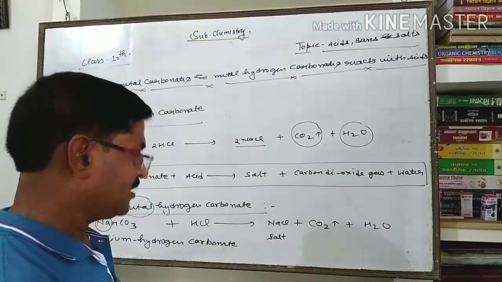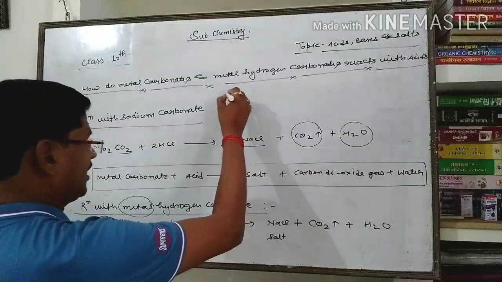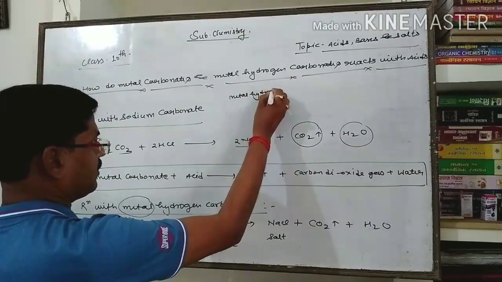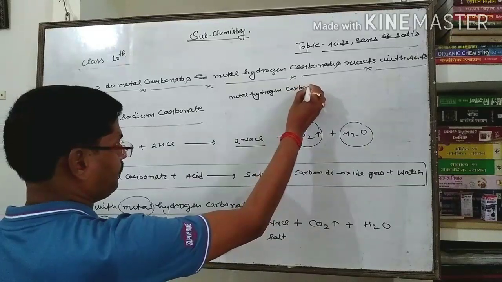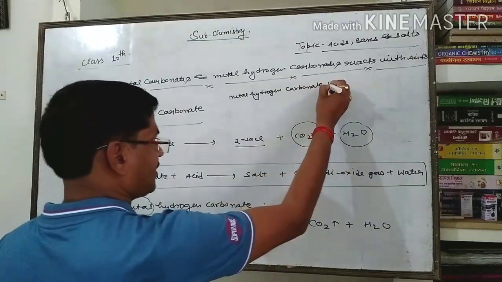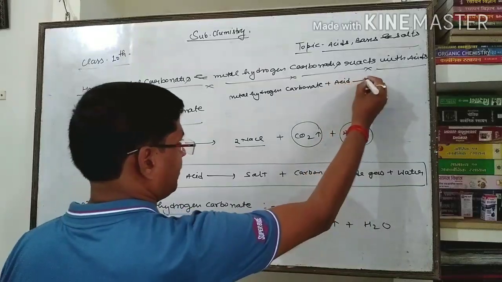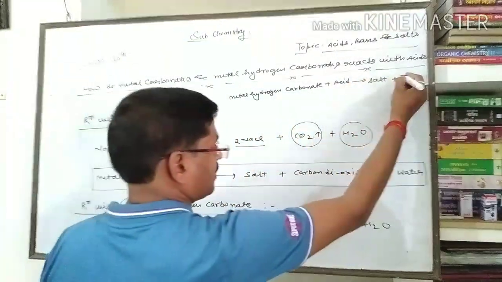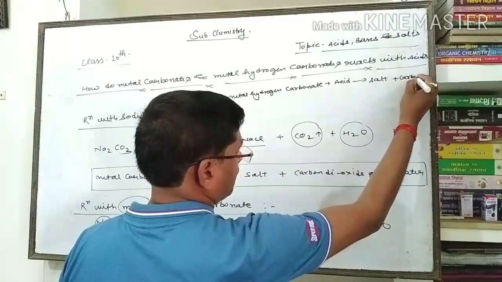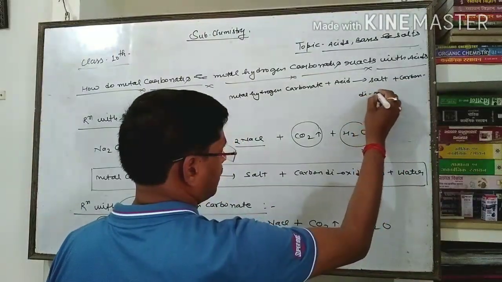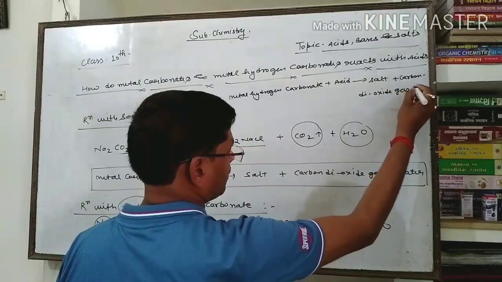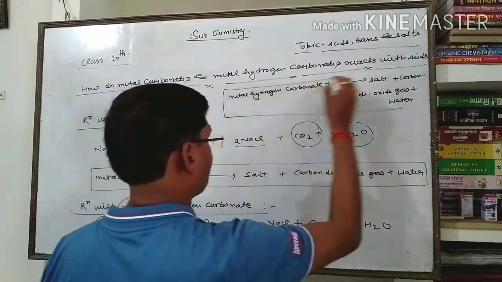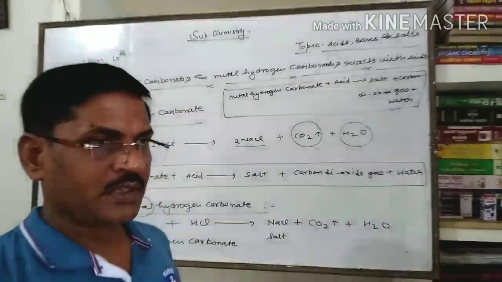If I want to represent this in the form of words, then I can write metal hydrogen carbonate plus acid gives salt, the respective salt of whichever metal hydrogen carbonate you have taken, carbon dioxide gas plus water. So it is also in a general form.